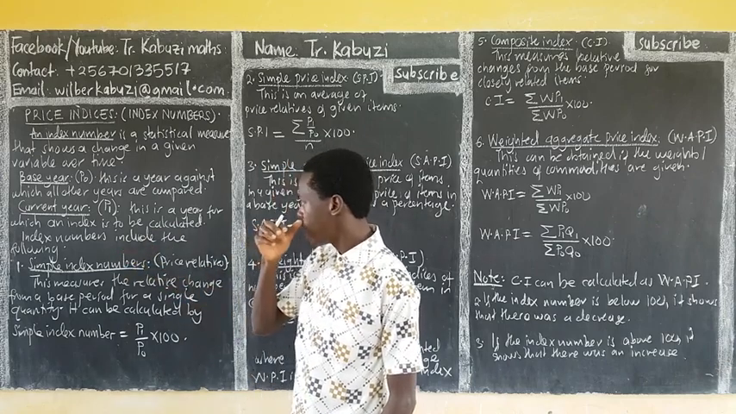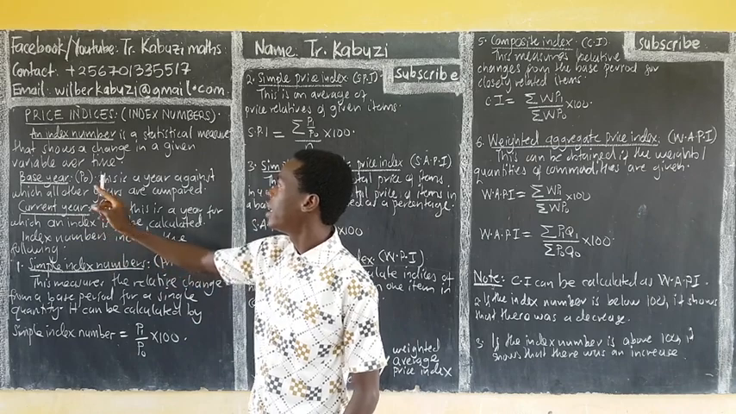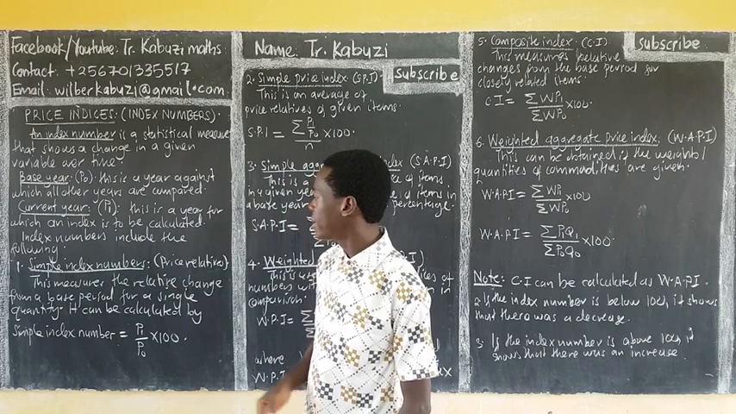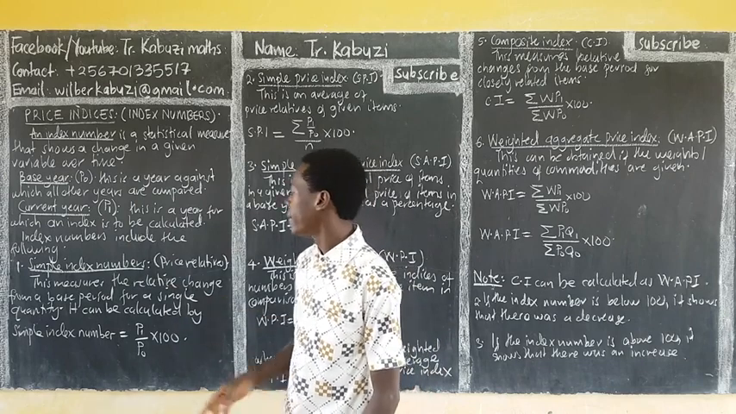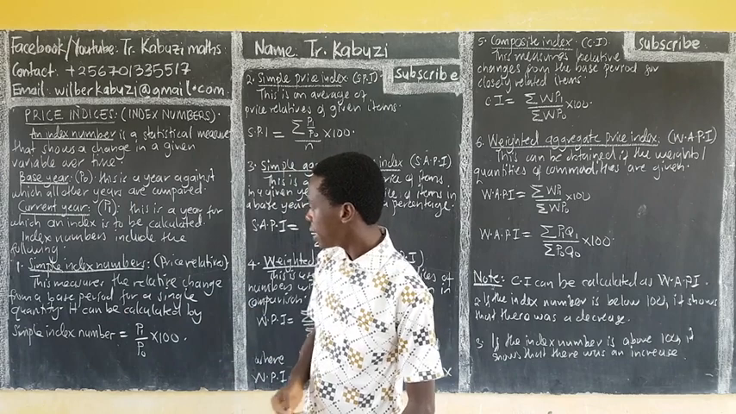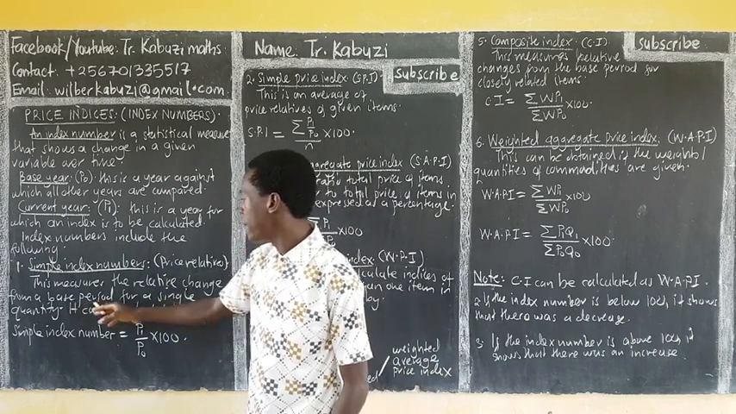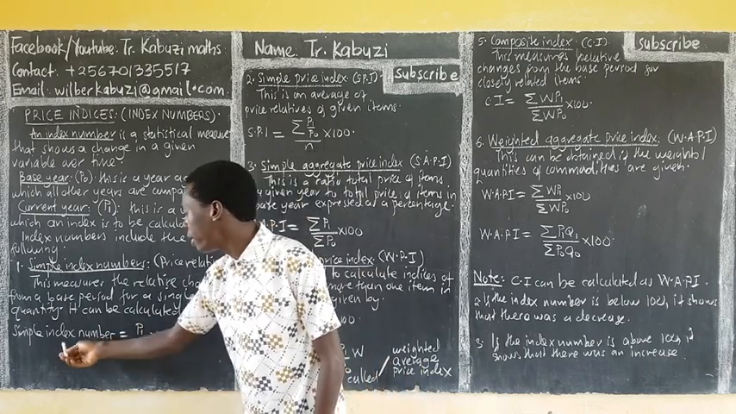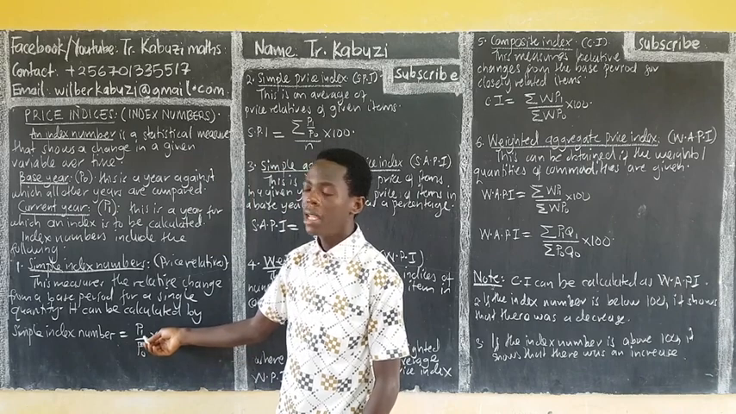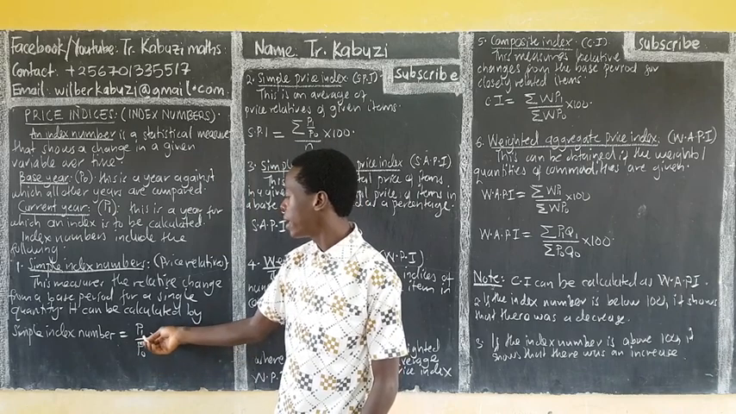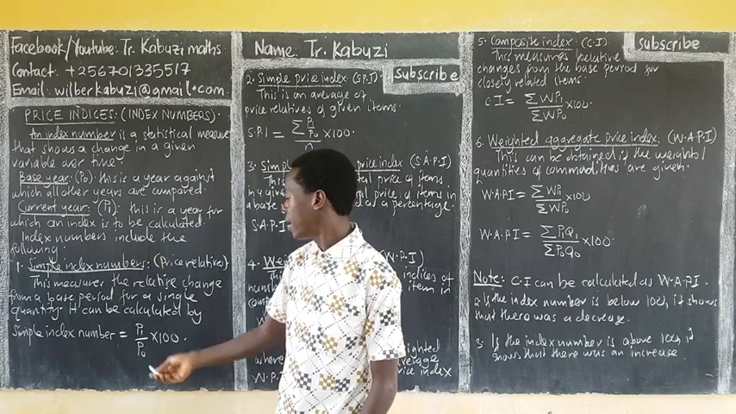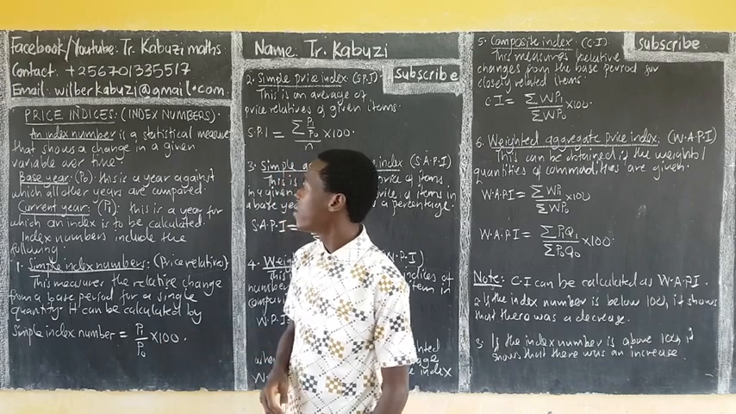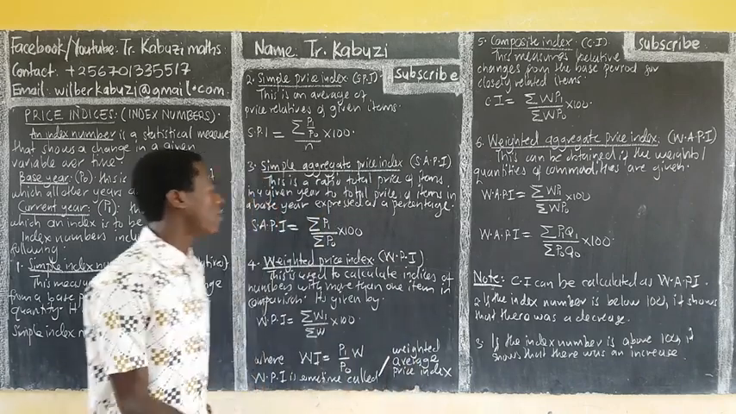Index numbers include the following. Current year, P1, then base year, P naught. We have the simple index numbers, which some people call the price relatives. This measures the relative change from a base period for a single quantity. The simple index number is given by P1 over P naught, where P1 is the price in the current year and P naught is the price in the base year, times 100, so we express them as percentages.